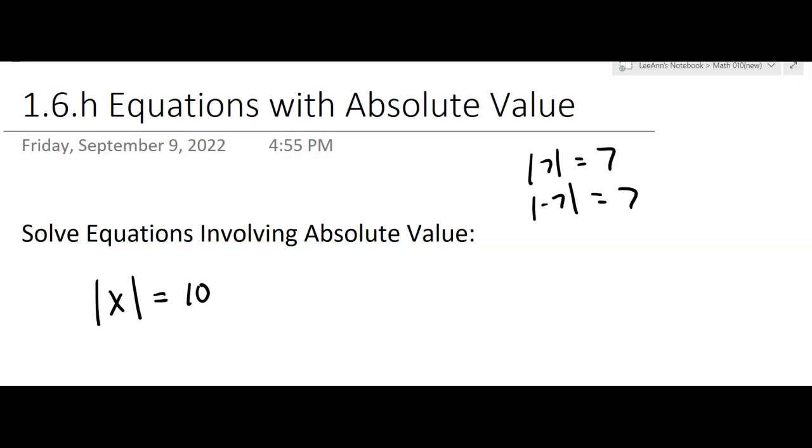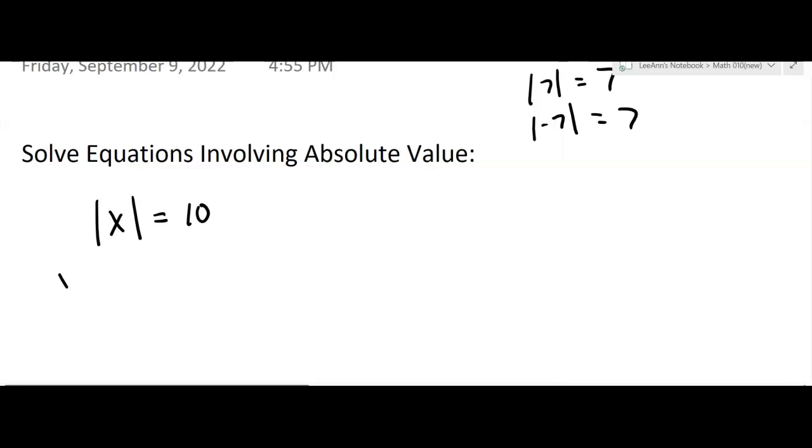Well, then you have to consider two things. x could be 10, or x could be negative 10, right? Because if I take the absolute value of 10, I get 10. But if I take the absolute value of negative 10, I also get 10. So I get two solutions. So there's one with a positive case and one with a negative case.